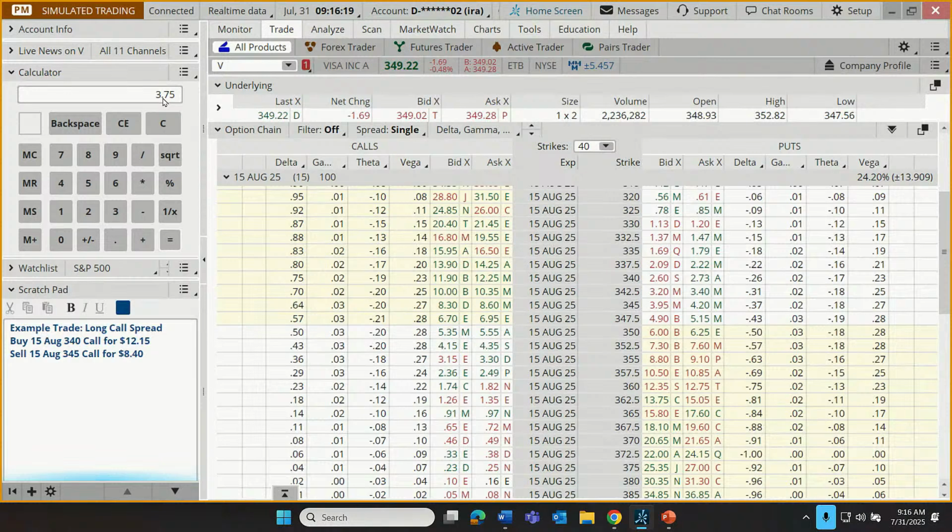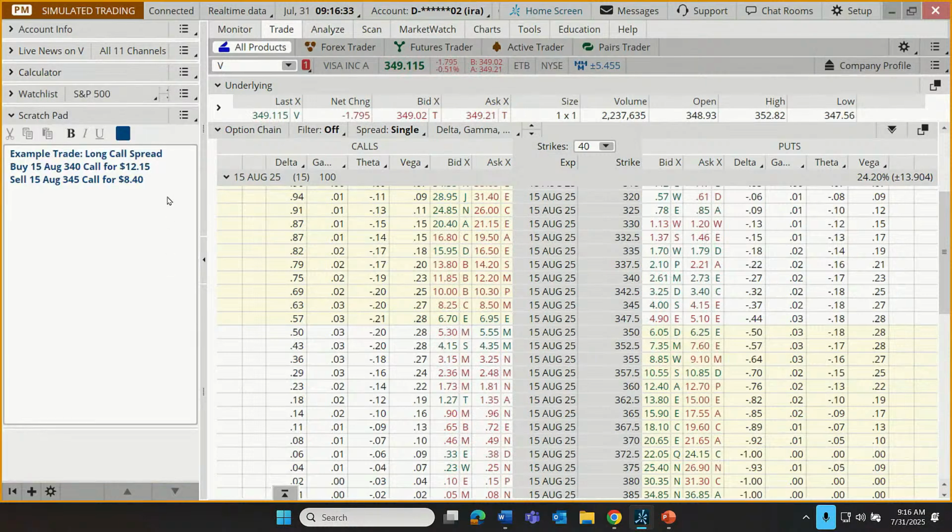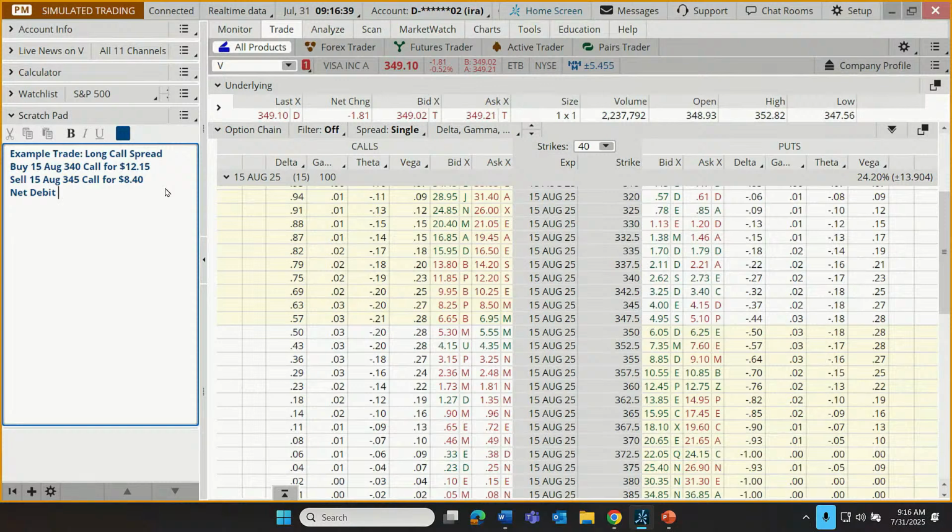Again, commissions are a consideration here. We'll talk about those as we place the order, but they're a relatively minor consideration. I'm leaving them out of this math just to keep the math simple for now. All right, but net debit here projected of $3.75.